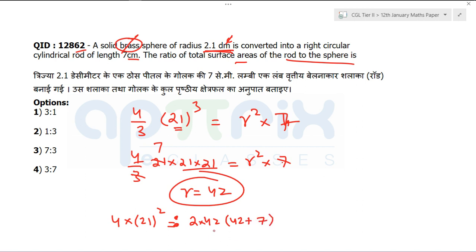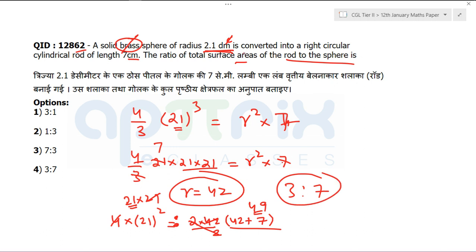Now tell me what answer you are getting. I'm just waiting for a comment. Nothing is left in the question. This particular value will become 49. Here you are getting 2 times 42. You can write this particular value as 21 times 21. So you can clearly see 21 times 2 will go away. 4 and 4 will get cancelled out. Here you are left with 21. Here it is going to be 49. Divide by 7. You are getting 3:7.